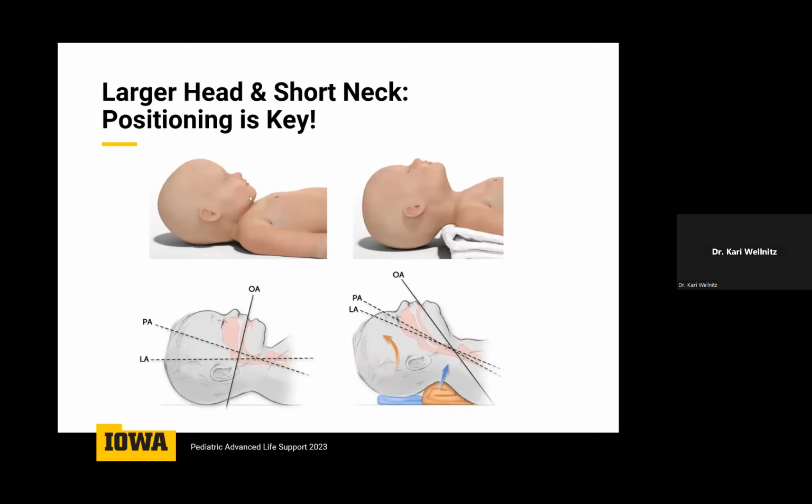With the large head and the short neck, positioning is key to be able to adequately bag mask your patient and to insert an airway. Many times for young children, it's important to put a shoulder roll behind them in order to appropriately line up your oral, laryngeal, and pharyngeal airways.